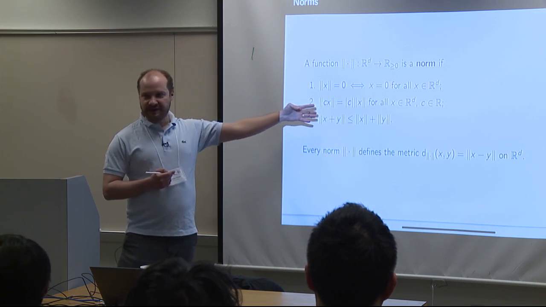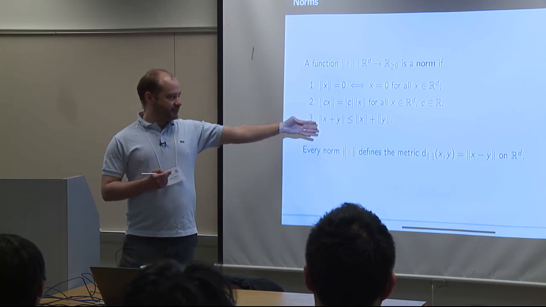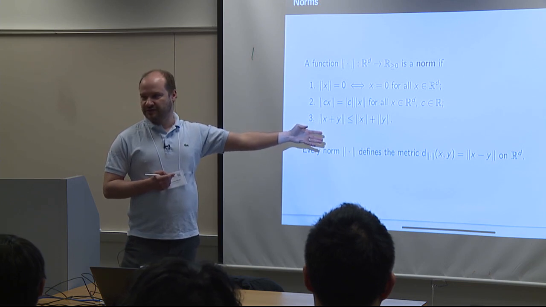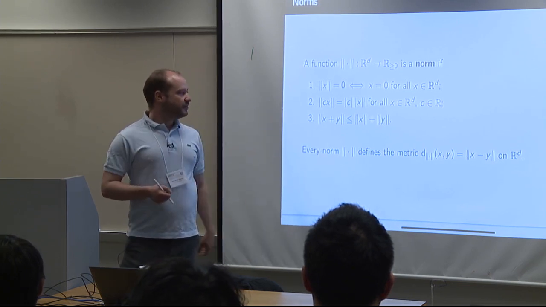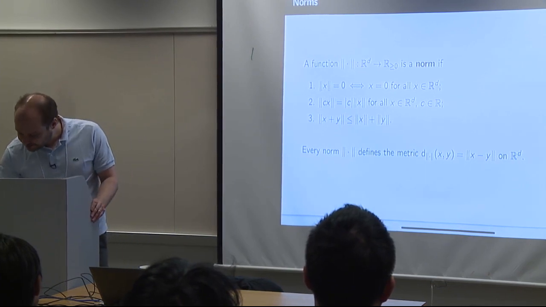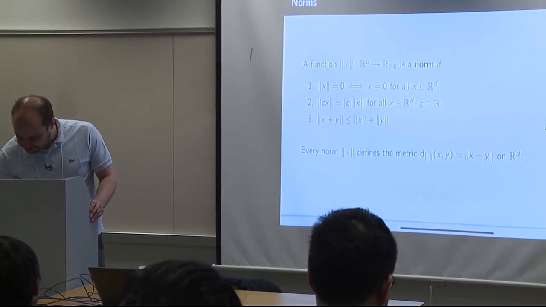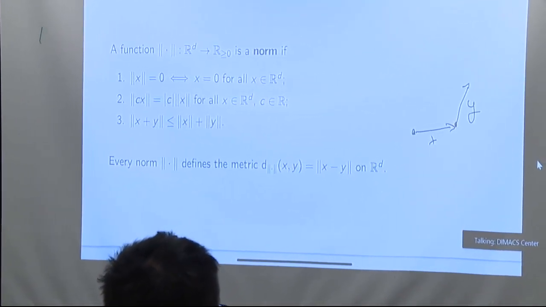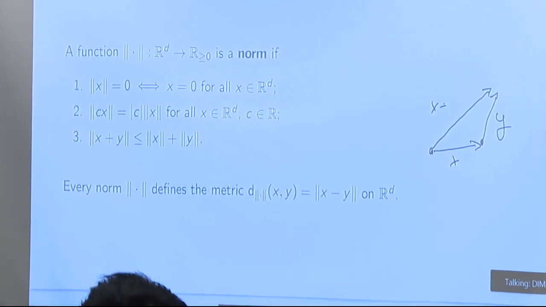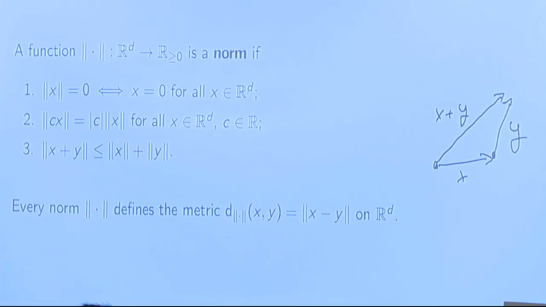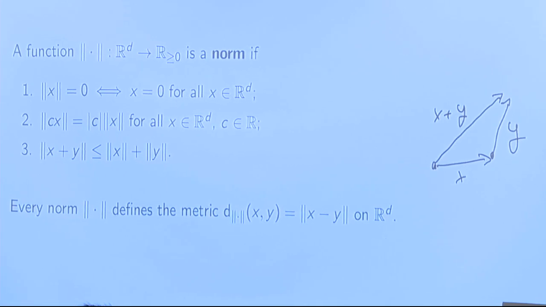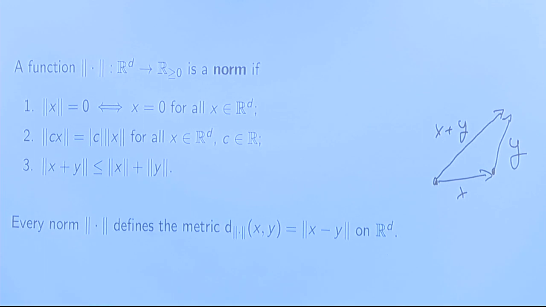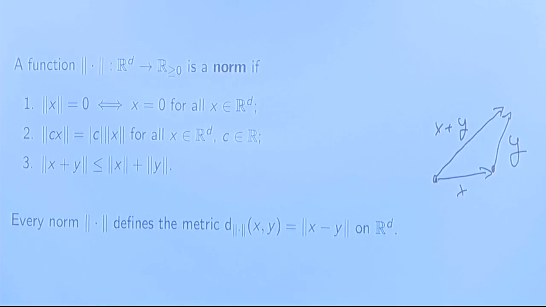It scales as you expect when you scale the vector, and it satisfies this kind of thing, which is basically again the triangle inequality. So the length of a vector, maybe I'll draw the picture again. So if I have one vector x and another vector y, the length of x plus y should be at most the length of x plus the length of y. And now every norm defines a metric on this vector space, and the metric is just the norm applied to the difference of the vectors. Okay, so this is one way we get norms.